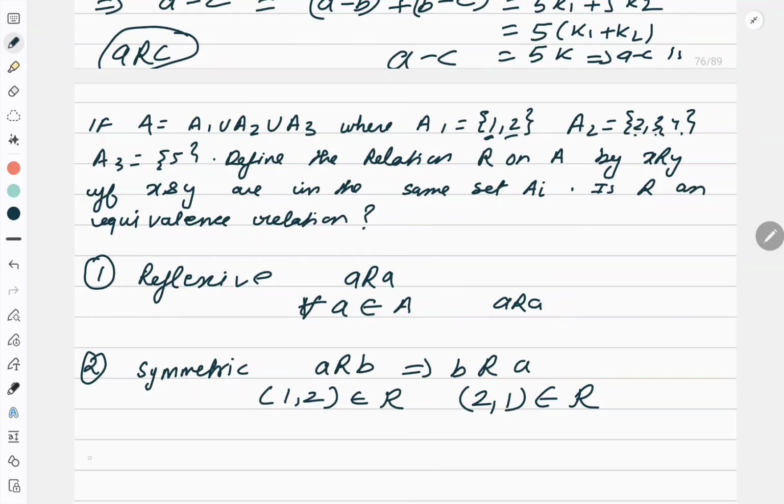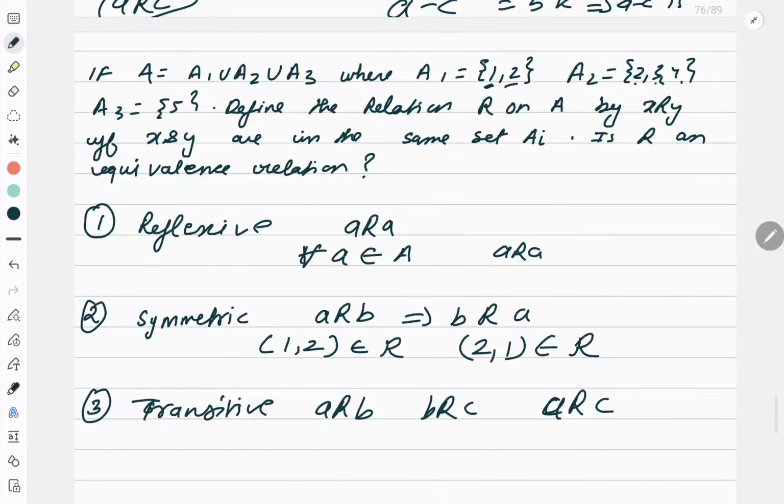Now the last one is transitive. Now what is transitive? If a is R related to b, b is R related to c, then a is R related to c. So it is critical. Let me check this.